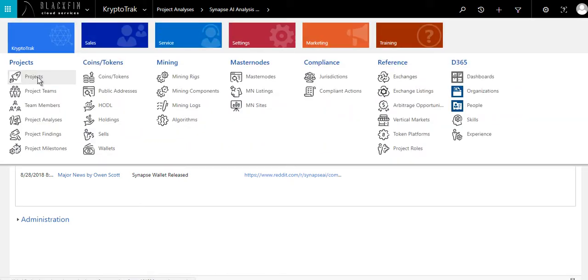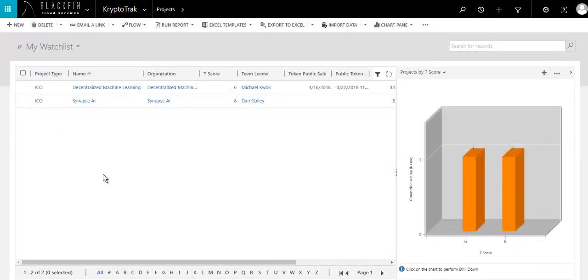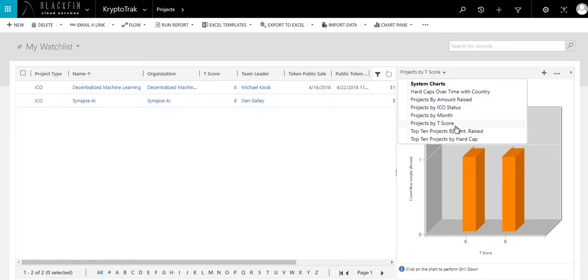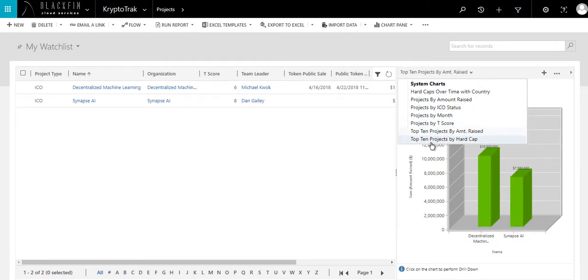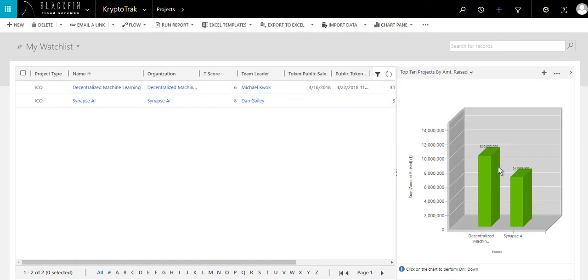All right, let's switch over. By the way, here are some of those charts I was talking about. Here you can go by T-score, or by amount raised, or top 10 projects by hard cap. These charts only work against whatever's on the left. So if I had a full list of projects here, I would see different data if I switched the chart. Let's move over to decentralized machine learning.